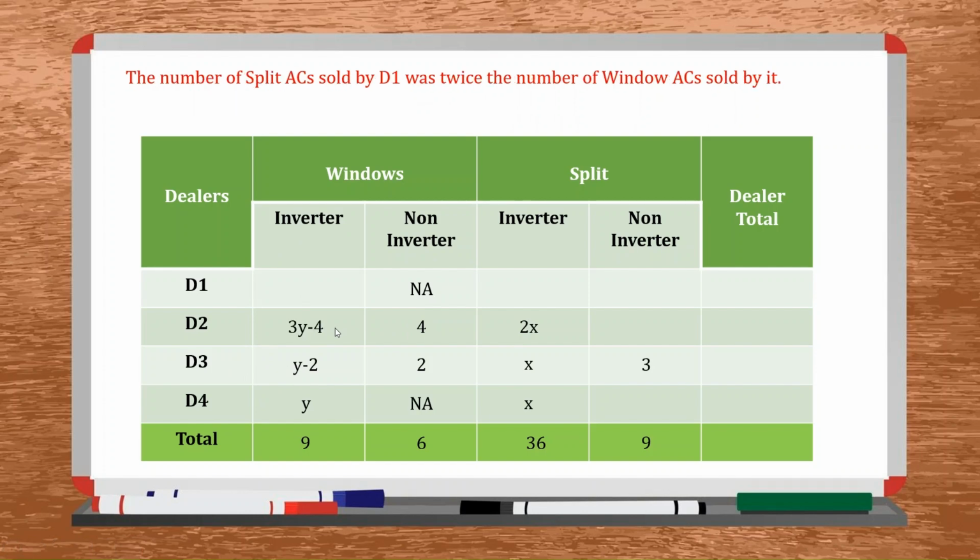And lastly, the number of split ACs sold by D1 is twice the number of window ACs sold by it. So if I consider the window inverter AC sold by D1 as Z, then split would be 2Z.